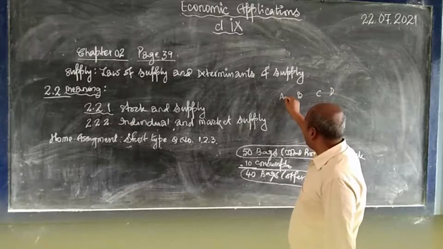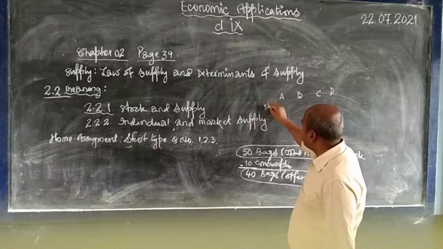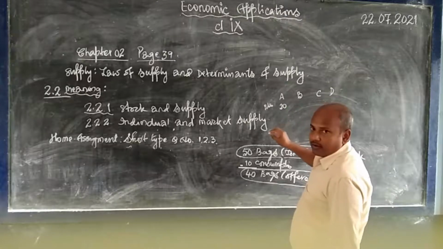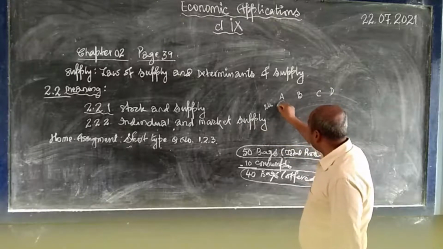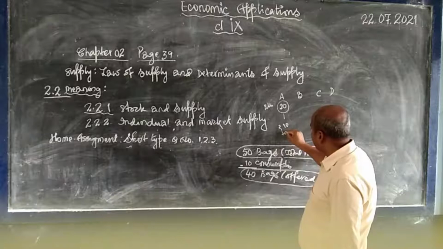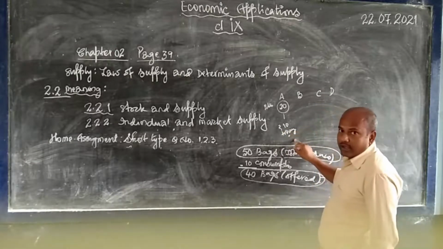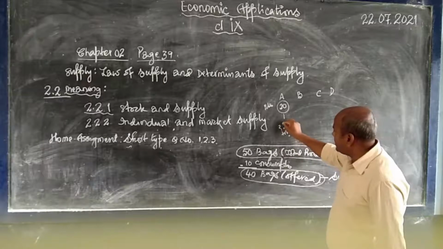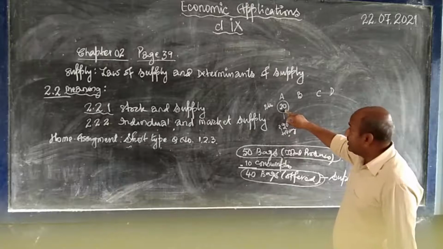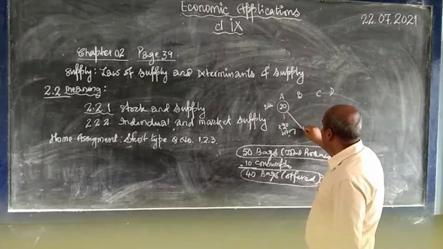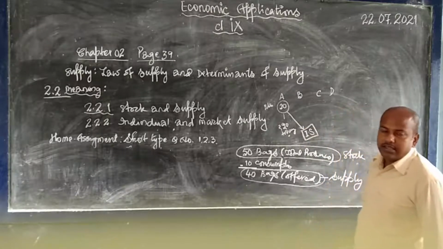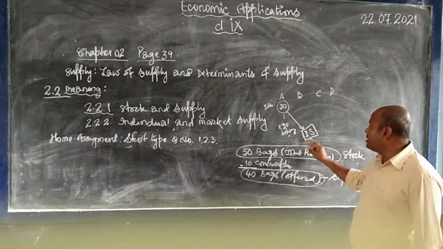Say supplier A or producer A has produced 20 bags of potato. And he is ready to supply these 20 bags today, at the price of 20 rupees per kg. If he is ready to offer his entire production of 20 bags for sale, then that is individual supply, because this is the supply of one producer. So this is called individual supply.